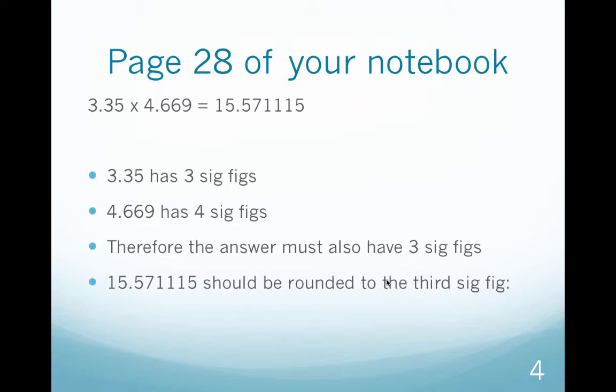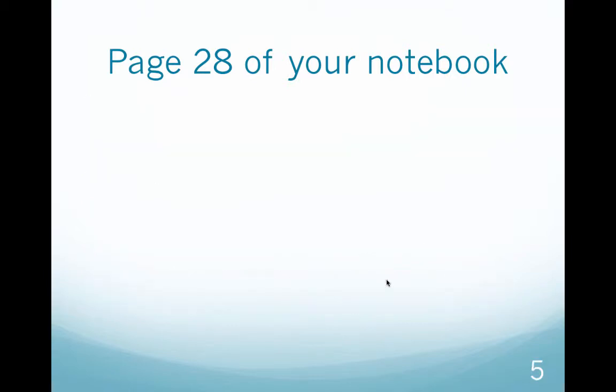So 15.571115 should be rounded to the third sig fig. And what I've done, if you look up at the board, I have written that number down and bolded the number that you're rounding to. So that 5 that's bolded is the number you're rounding to, so you look at the number next to it, and that's a 7. So that means that you round up, which means 15.6 is your final correct answer, which is the number that's listed there in your notes.